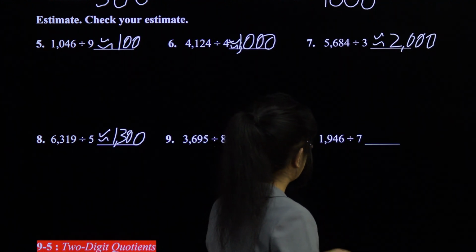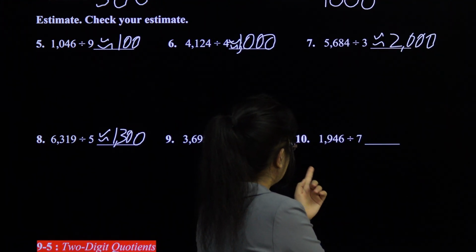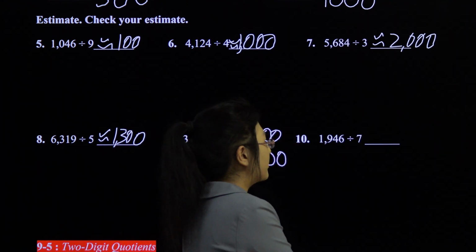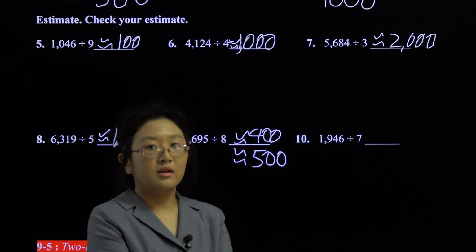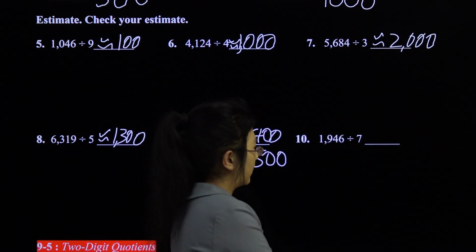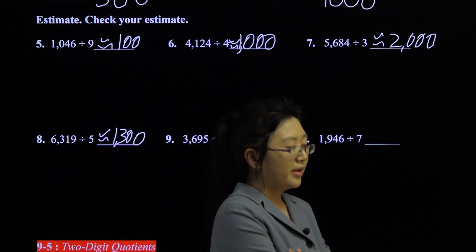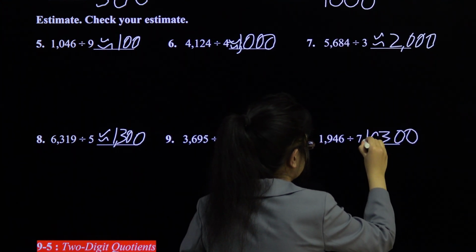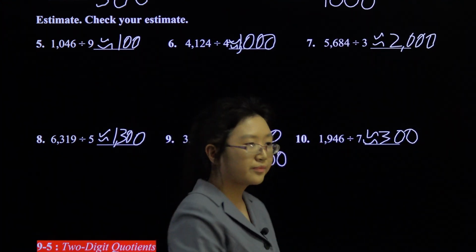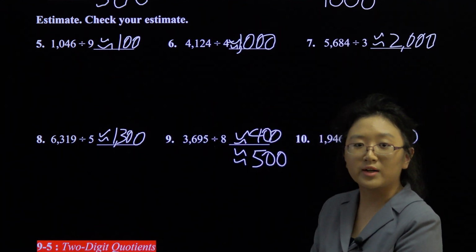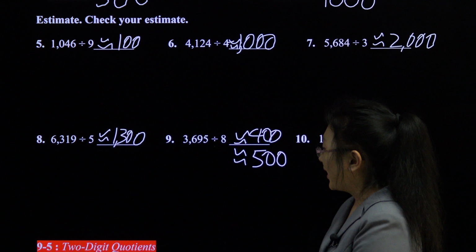Anyhow, moving on, we go to 1,946 divided by 7. 2,100 is close enough. 21 divided by 7 is 3, and then there's 2 zeros, so a good estimate would be 300. Yeah, I'm not really fond of estimation when it comes to division.